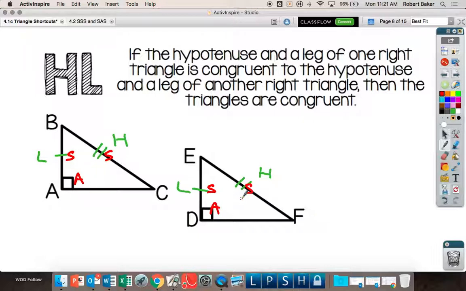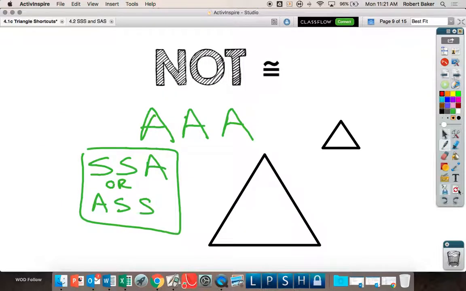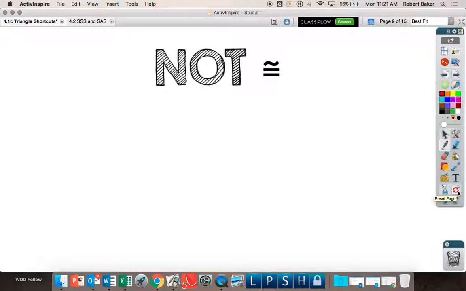So ASS does not prove congruence, but HL does. All right? Is everybody thoroughly intelligent now? Wait. Why does ASS not prove congruence? Because it looks like just the same thing. It does. Okay.